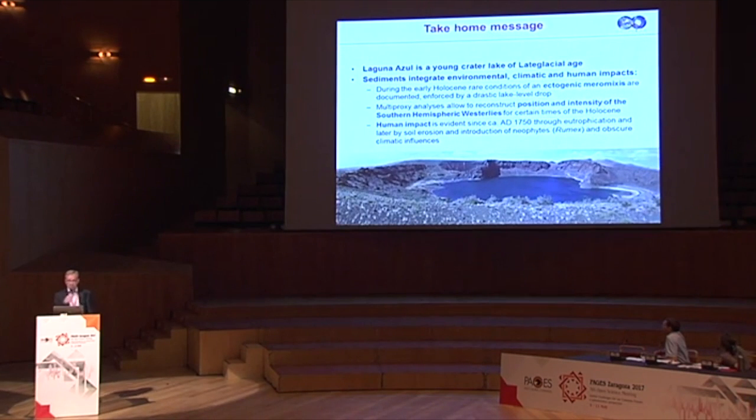So, Laguna Azul is a rather young volcanic lake in South America. Its sediments integrate environmental, climatic, and human impacts. And we have, in the early Holocene, the rare occurrence of an ectogenic meromixis, which is documented by a drastic lake level drop. And the multi-proxy analysis allows rough estimation about position and intensity of the westerlies for certain times of the Holocene. And finally, human impact obscures the last couple of centuries and makes it difficult to have a clear, straightforward interpretation in terms of climatic conditions.